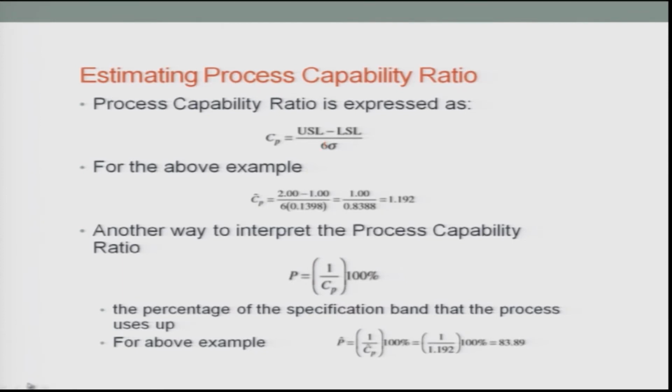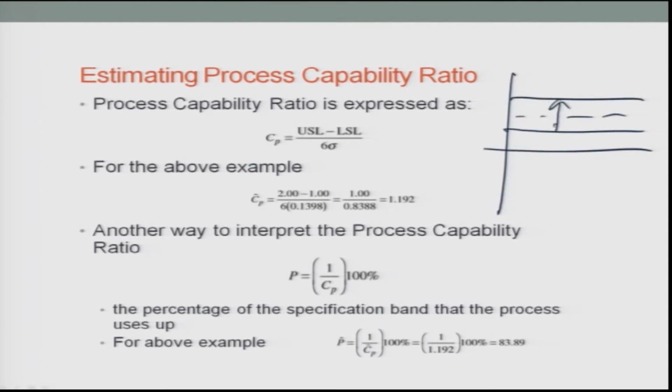So, if I check the, so this is the upper control, this is the central line, this is the lower control. So, this is the difference which we have. For the other example, if you want to find the process capability, you find the difference of the upper line and the lower line and divide by 6 of the sigma, which is the standard deviation, which I have already found out as 0.13698, and it comes out to be 1.192.